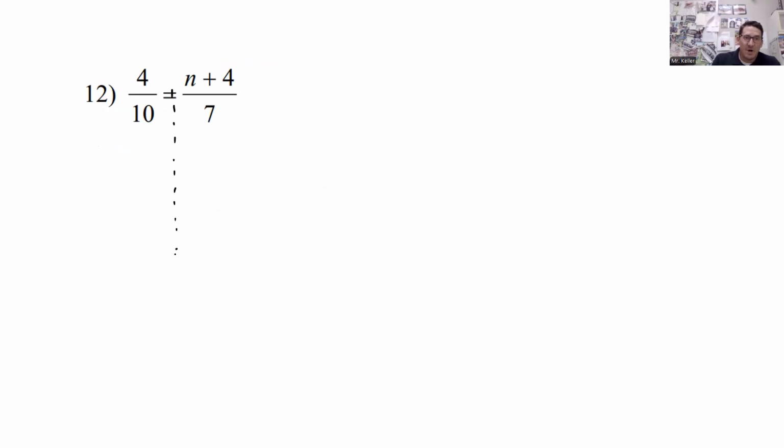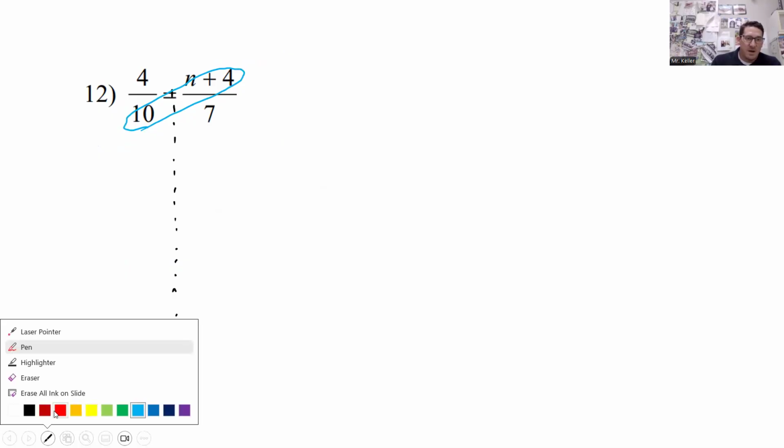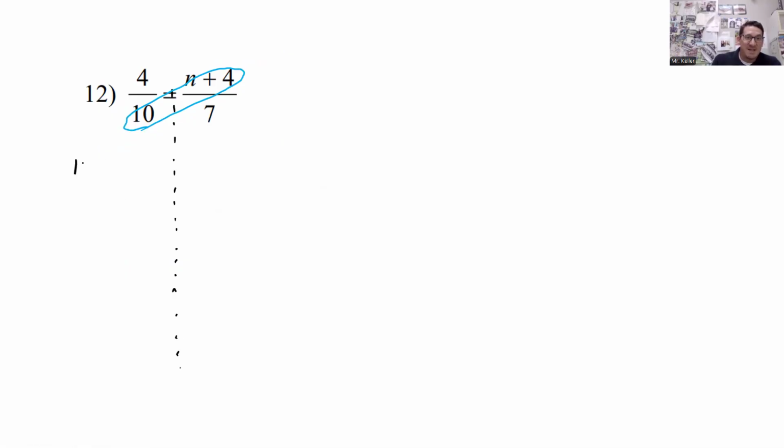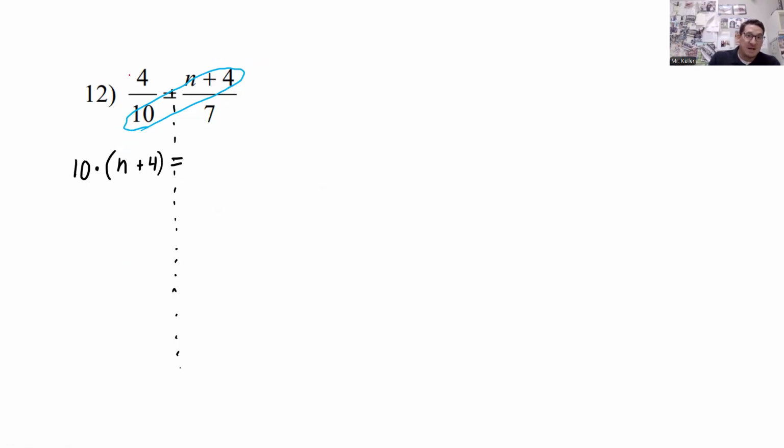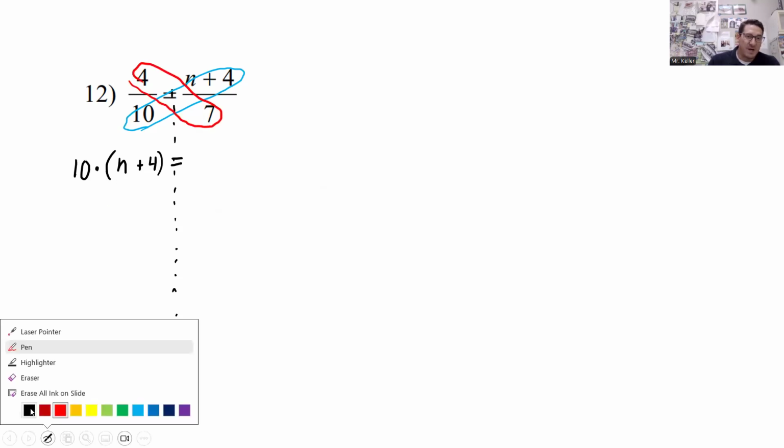All right, let's do another one here. A little bit more complicated. Not much, there's just going to be an extra couple steps. So, like I said, I'm going to do the bottom of one times the top of the other. And so on one side, it's going to be 10 times n plus 4. You're multiplying the whole thing, so I'm going to put that n plus 4 in parentheses. And then it's going to be top of one times the bottom of the other. So it's going to be 4 times 7.